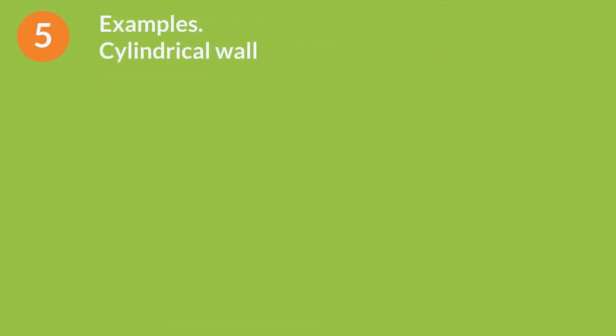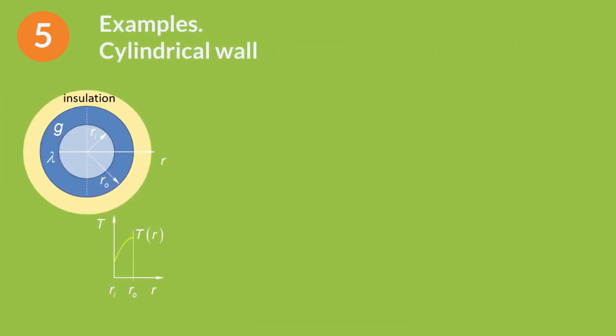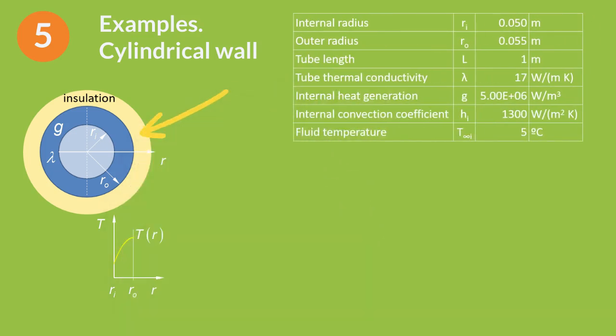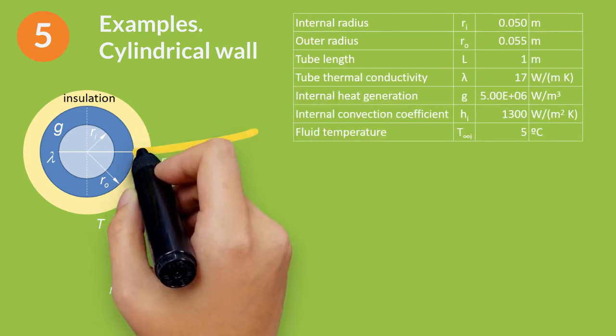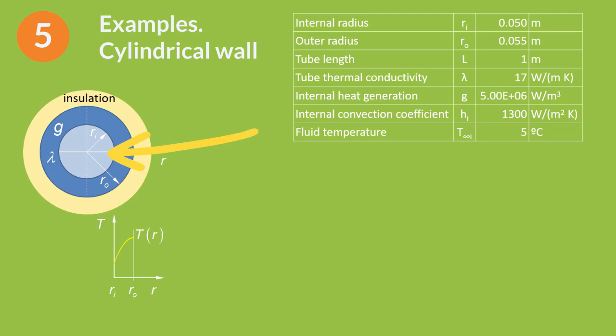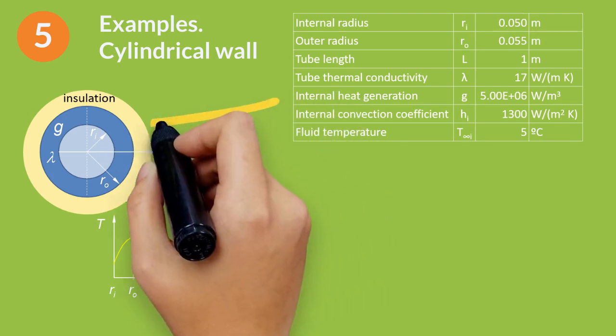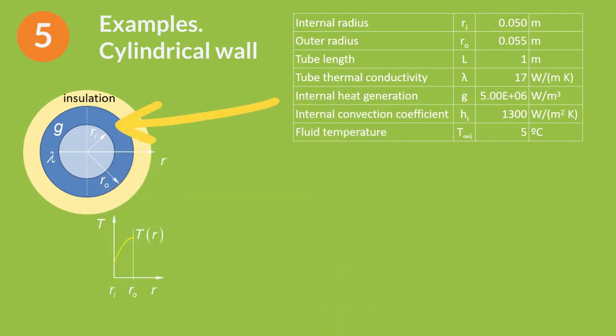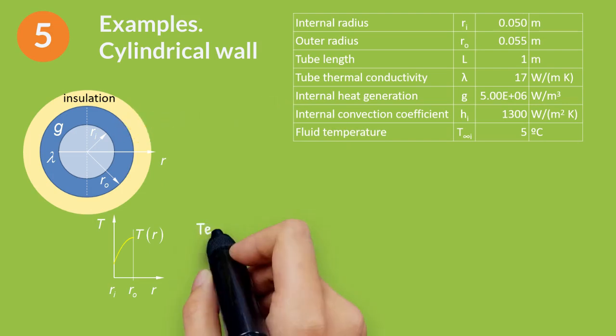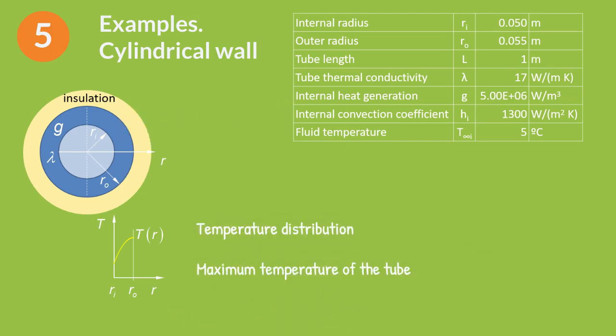Let's analyze now a cylindrical wall. This tube is insulated in its outer surface. Inside, there is a fluid circulating at a low temperature. The tube wall has a uniform internal heat generation. With the data given in the table, find the temperature distribution and the maximum temperature of the tube. Stop the video here and try to solve this exercise.